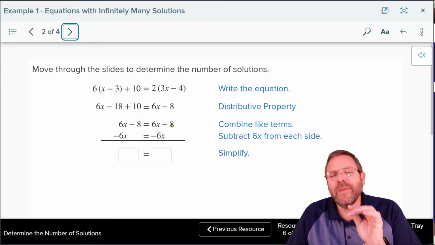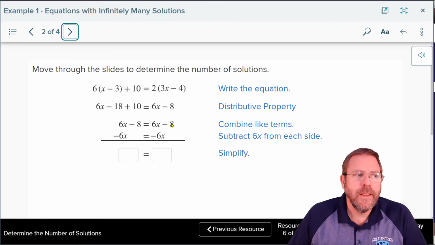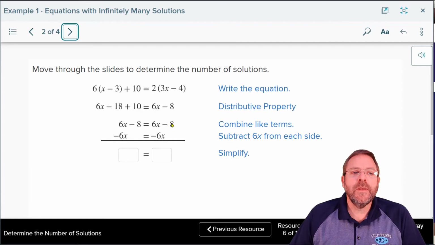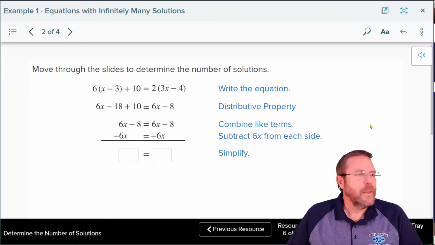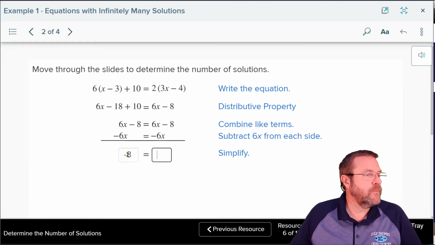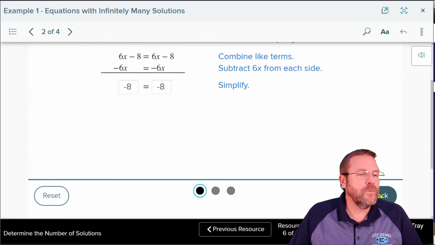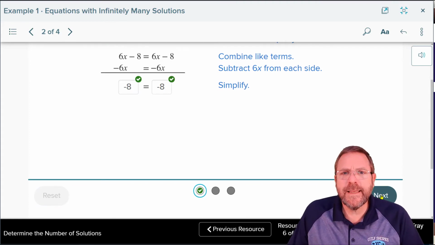And when you look at this line right here, you can see that both sides are equal to each other. They're not only equal, they're the exact same thing. And because they're the exact same thing, we know at that point we have an identity. We're going to have an infinite number of solutions. Now from here, they went further to isolate the variable, subtracting 6x from both sides. And when they subtracted the 6x's, they zeroed each other out, giving you negative 8 equals negative 8. And that gave you an answer in the form of a equals a.